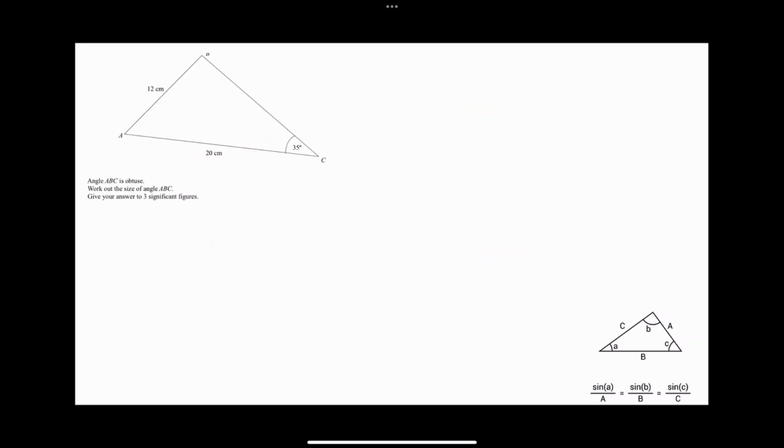This next question is very similar where you are working out another obtuse angle. The procedure becomes repetitive now, but starts off with labeling and then figuring out and rearranging the correct formula. The question says, angle ABC is obtuse. Work out the size of angle ABC and give your answer to 3 significant figures.